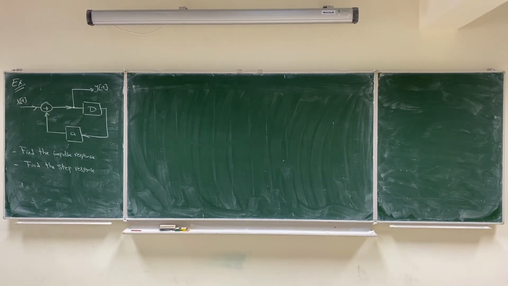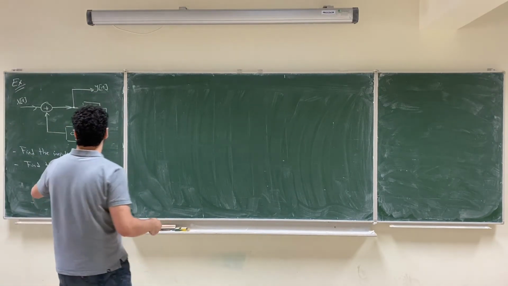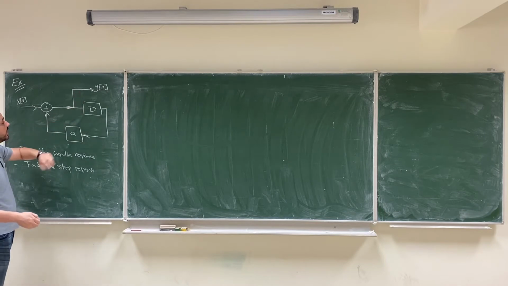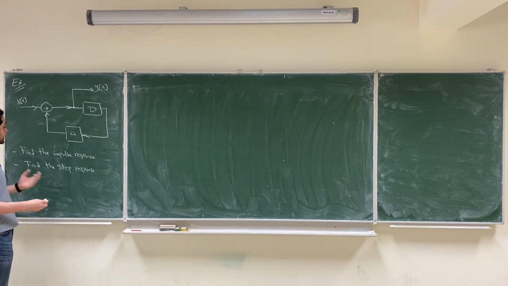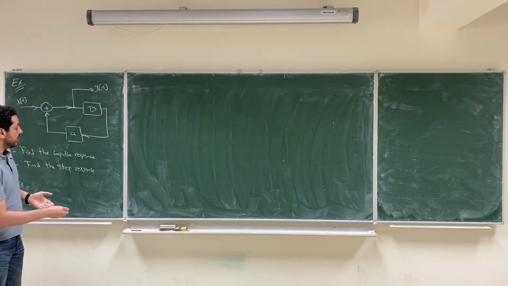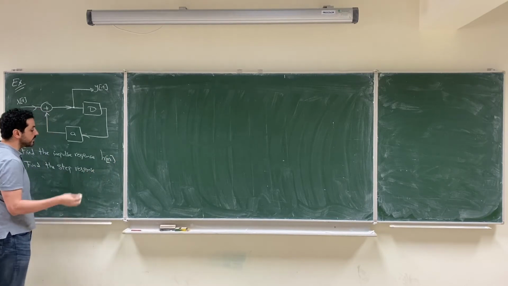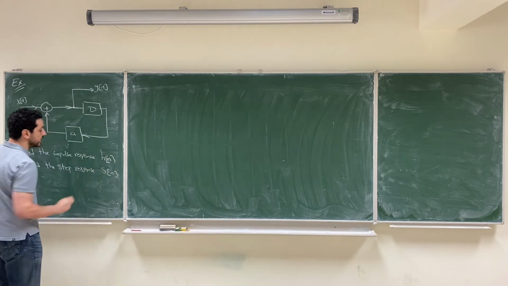Another example here. I'm giving you a block diagram of a system, where the input is x of n, the output is taken from this point y of n, then we have a delay and we have a feedback from the output to the input again. Okay? And I'm asking you to calculate the impulse response h of n for this system and the step response, which you can call s of n for the same system.